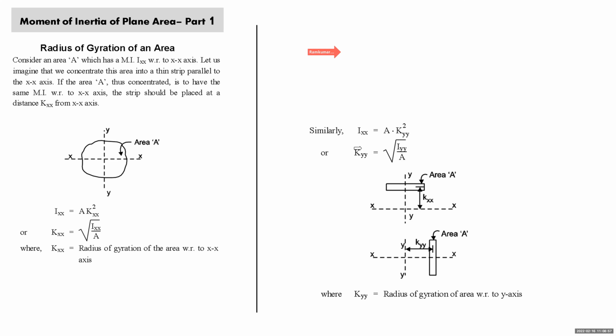Similarly, this is not Ixx, this is Iyy. Iyy is A into kyy square, and kyy is square root of Iyy upon A. So in this case, it is assumed that the entire area A is concentrated into a thin strip at a distance kyy. So kyy is radius of gyration of the area with respect to y-axis. Right now at mechanics level, you can just remember the formula that Ixx is equal to A kxx square and Iyy is equal to A kyy square. All right, that's it. But at a higher level, while moving to the next level of learning, the importance of this radius of gyration is more.